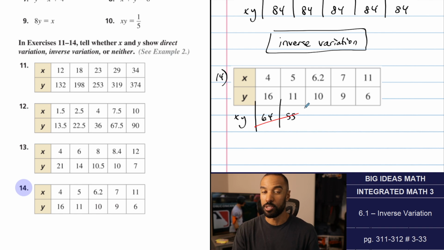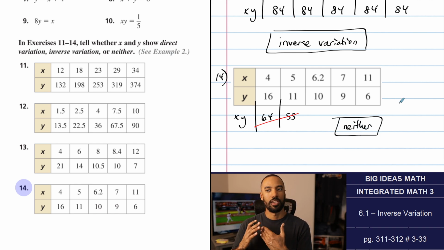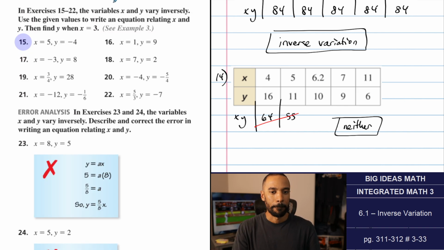it ain't happening. It's also not going to be direct variation because direct should have x and y increase simultaneously. So this is a neither inverse nor direct variation case. That's my test. Thank you. Thank you very much. Okay.